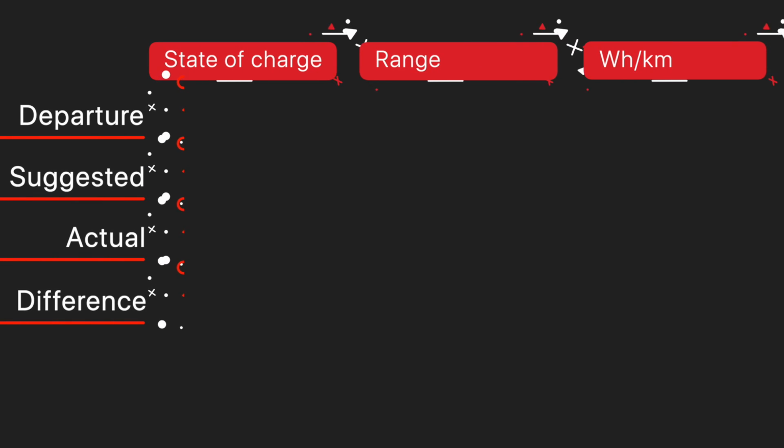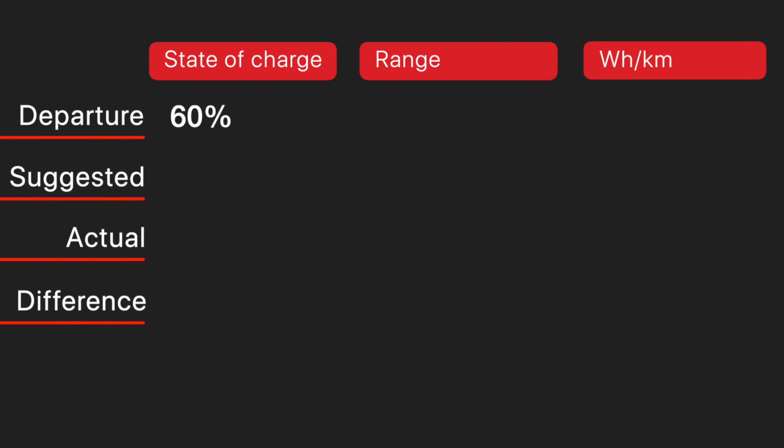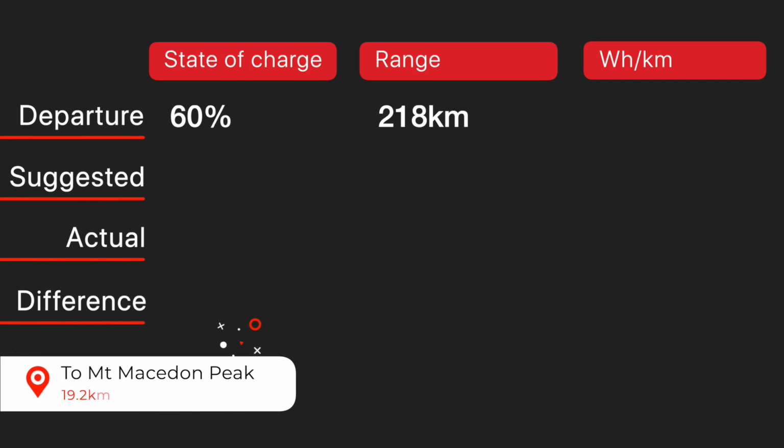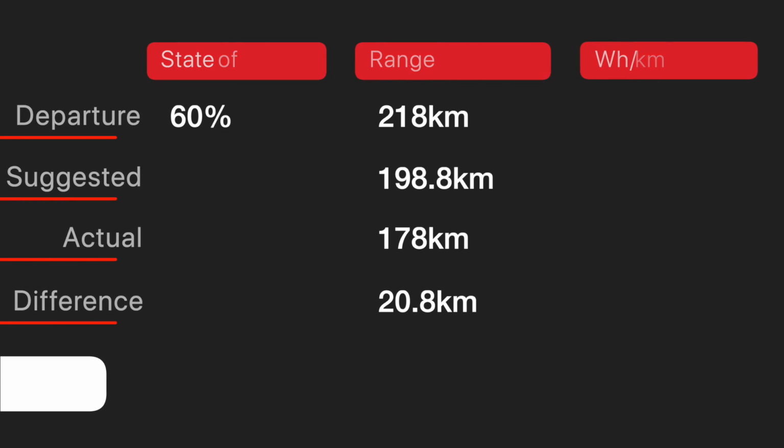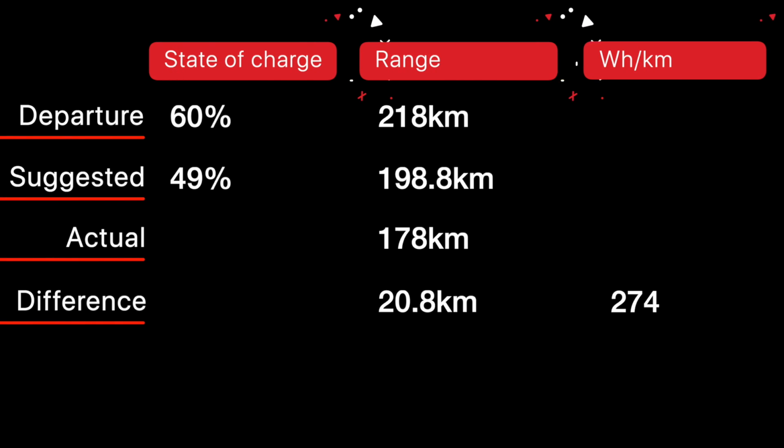Departing with 60% of the battery remaining, our range was suggested at 218 kilometers and the trip 19.2 kilometers. So we should have arrived with 198.8 kilometers, but we actually arrived with 178. And this is where the consumption really skyrocketed. We got to 274 watt hours per kilometer. So that's actually quite high, very, very high.